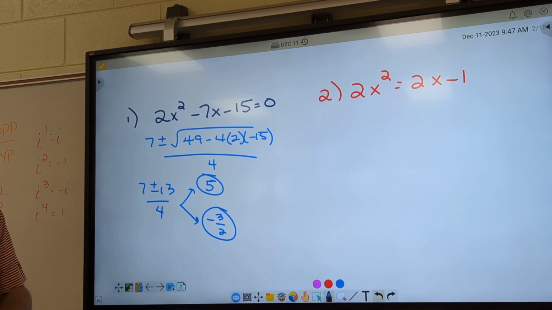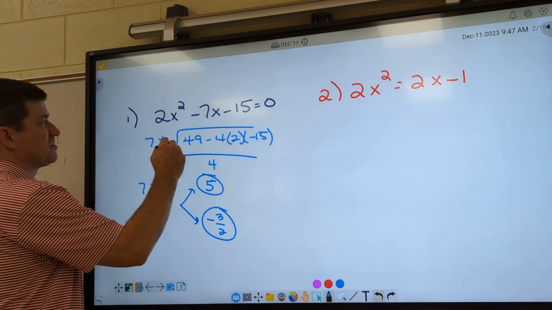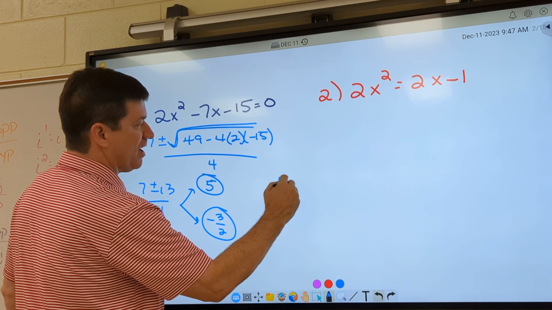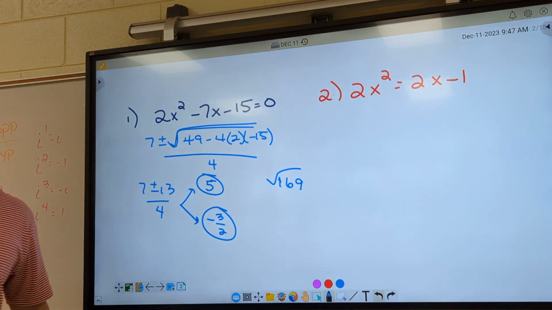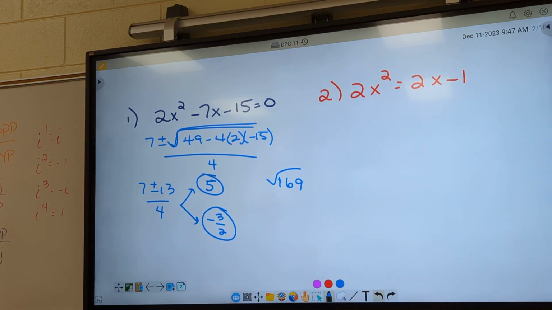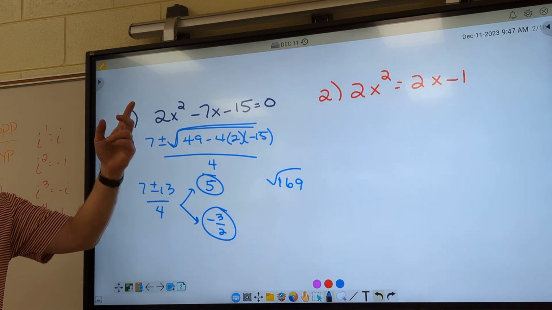How'd you get 13? Because when I typed this in my calculator, it gave me 169. And then I took the square root of 169, which is 13. I got 89. Oh, that's a 15.